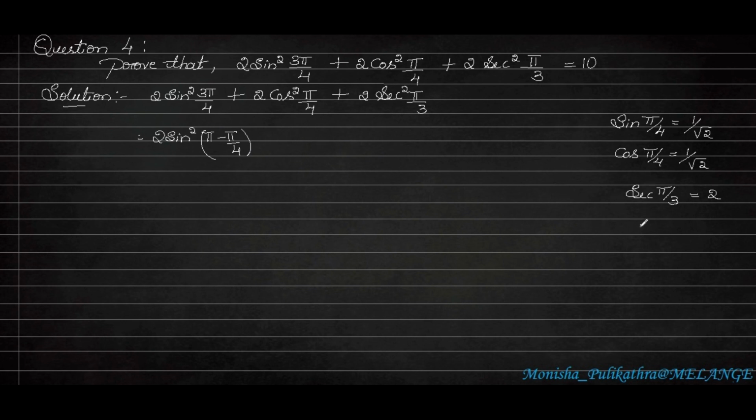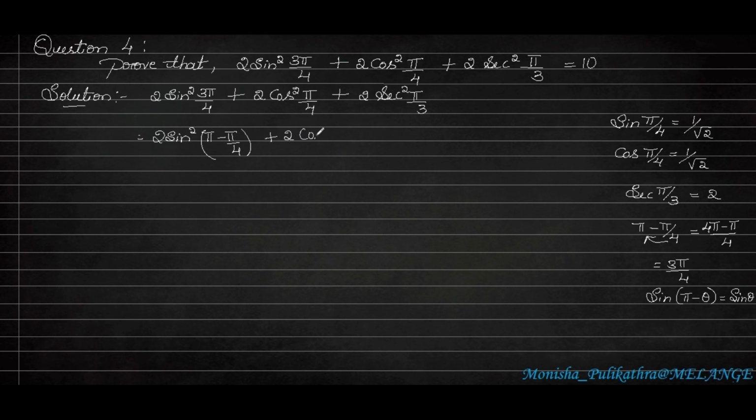π minus π/4. If we take an LCM of it, it will become (4π minus π) whole divided by 4. 4π minus π is 3π, so 3π/4 is also equal to π minus π/4. And one more thing is sin(π minus θ) is equal to sin θ. So according to this, we have to simplify it.